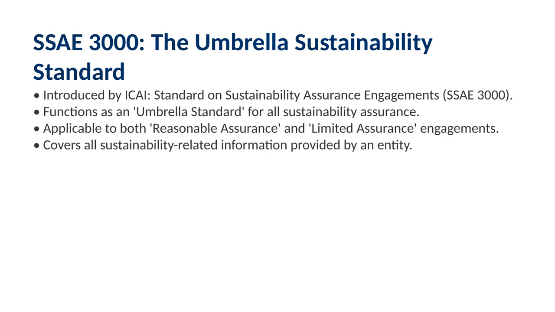To bring structure to this, the ICAI has introduced the Standard on Sustainability Assurance Engagements, known as SC3000. You can think of SC3000 as an umbrella standard. It applies to all assurance engagements regarding sustainability information, whether the auditor is providing reasonable assurance or limited assurance.